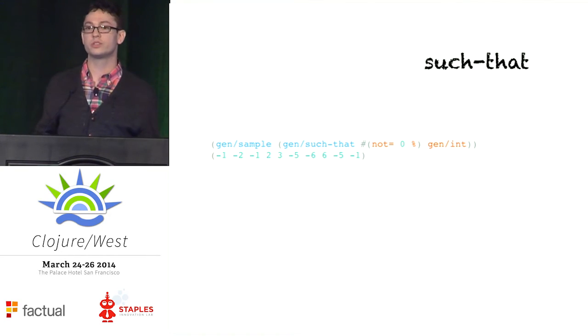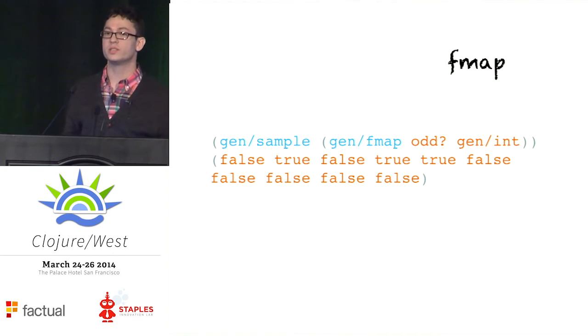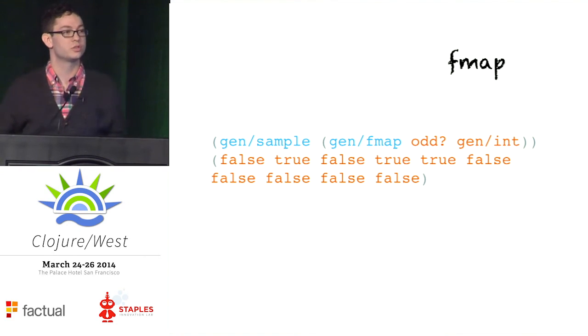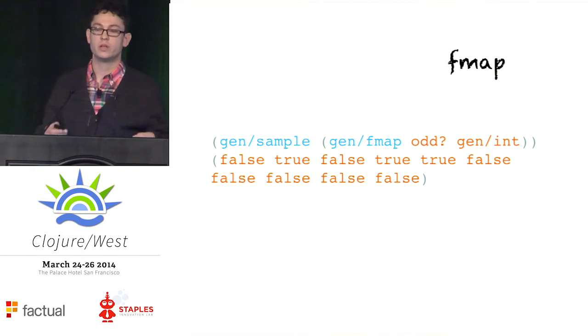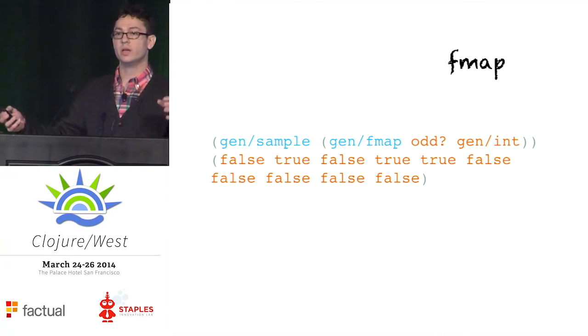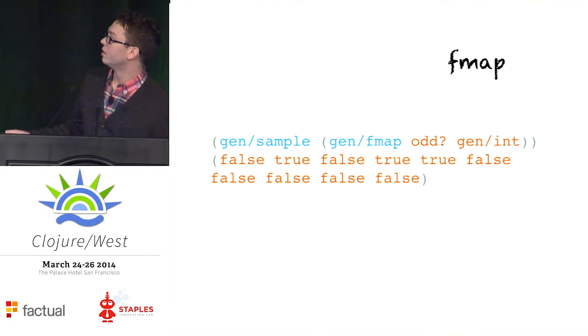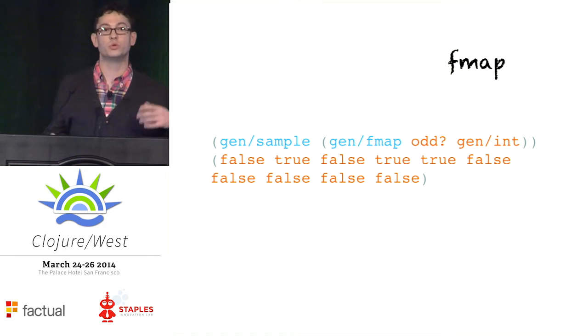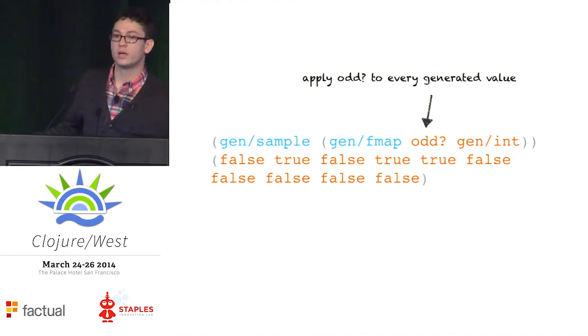So if we want integers that are not 0, if we want lists that are not empty, we can start to compose these things together. Getting a little more complex, we have one called fmap, which allows us to apply a function to every value generated. If you think of the list of possible values generated as a lazy stream, we can map over that stream and apply the odd function to every element. So we can go from a sequence of random integers, apply odd to it, and turn that into Booleans. In this case, the function we're passing in is going to return an actual value.